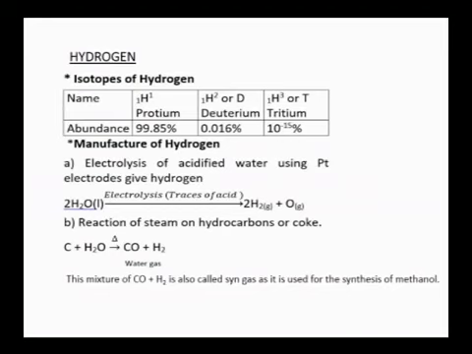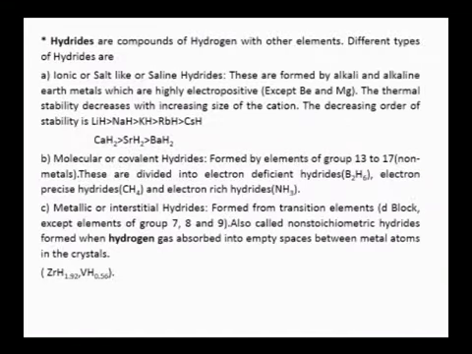By passing electric current through water, you get hydrogen and oxygen gases. Hydrogen can also be prepared by the reaction of steam or hydrocarbon with coke. So C plus H2O gives you CO plus H2. The mixture of CO and H2 is called water gas, or synthetic gas or syngas, as it is used in the manufacture of methanol.